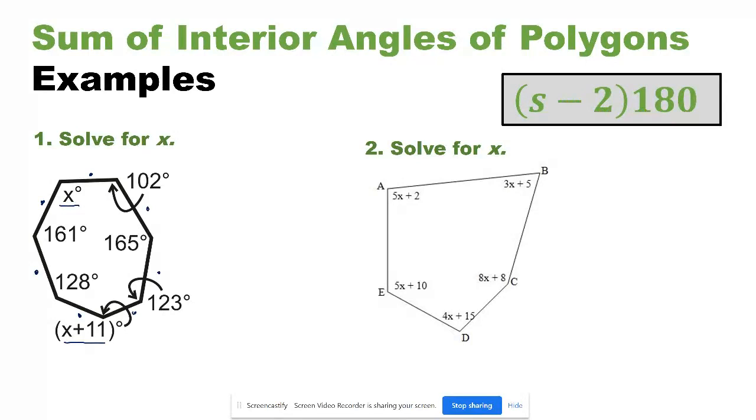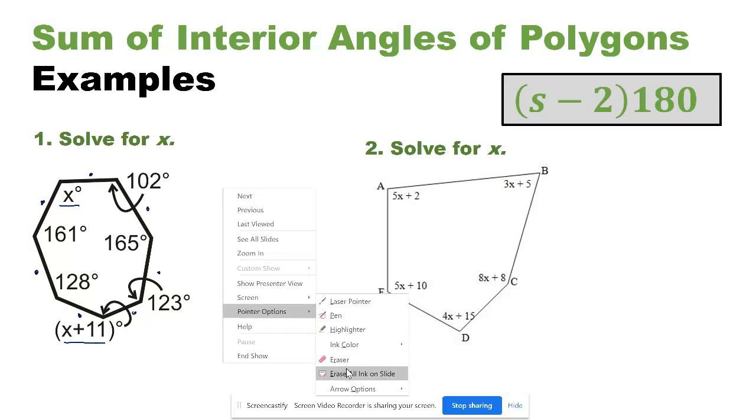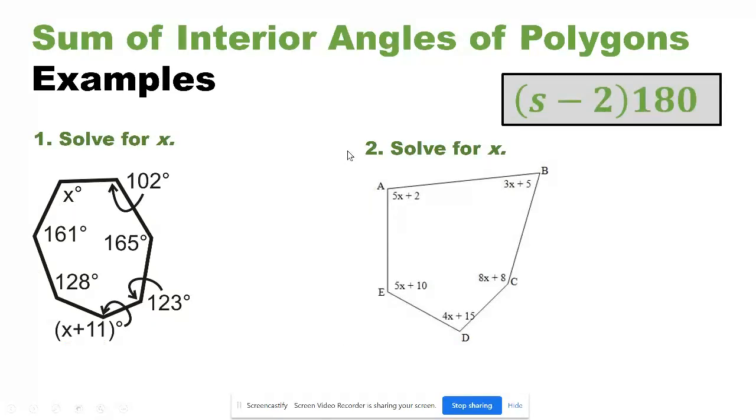So we have a 7-sided shape. We have a heptagon. The next thing we need to do is figure out what is the total of all 7 of those angles. So we're going to use our little formula. We're going to use S minus 2 times 180. And we're going to plug in the number of sides, which is 7. So we have 7 minus 2 times 180.